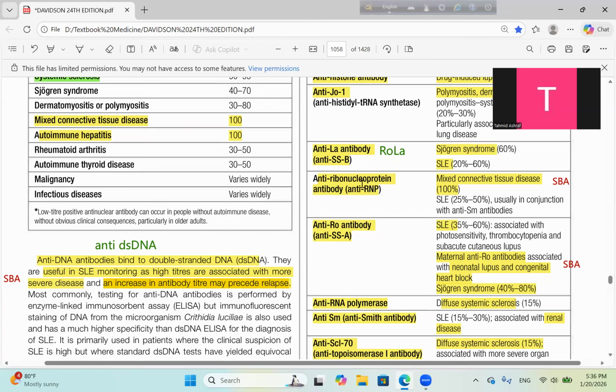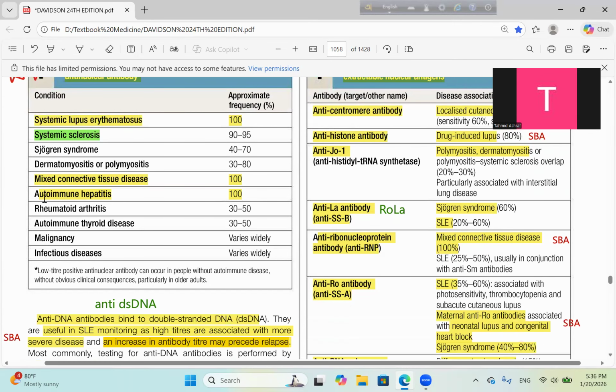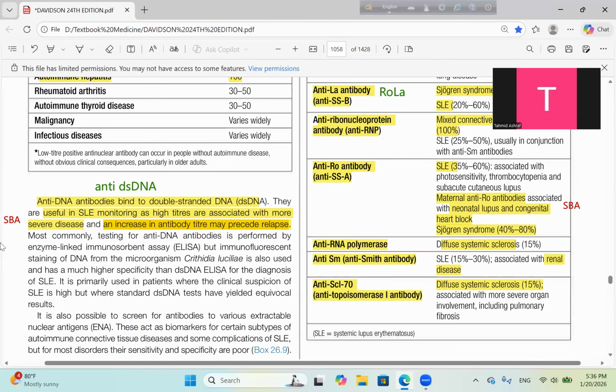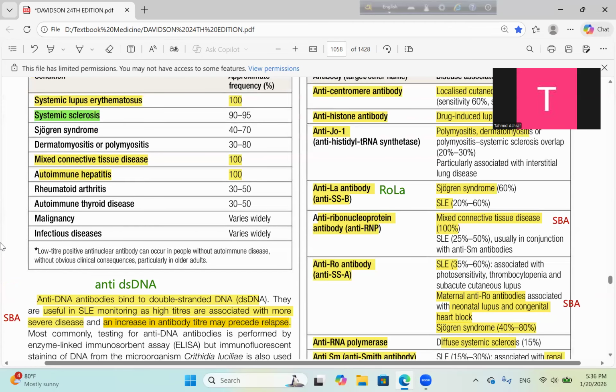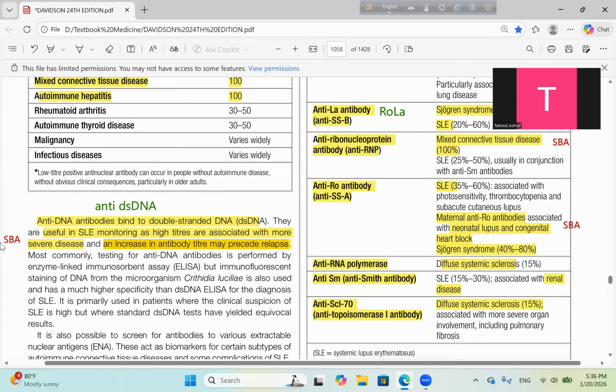Another one is anti-ribonucleoprotein or anti-RNP. This is 100% positive in mixed connective tissue disease. Very, very important line. In mixed connective tissue disease, anti-RNP is found 100% positive.